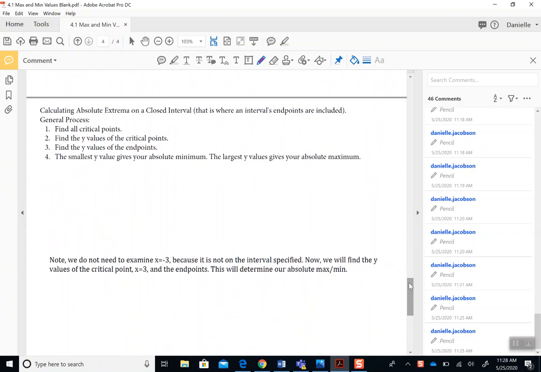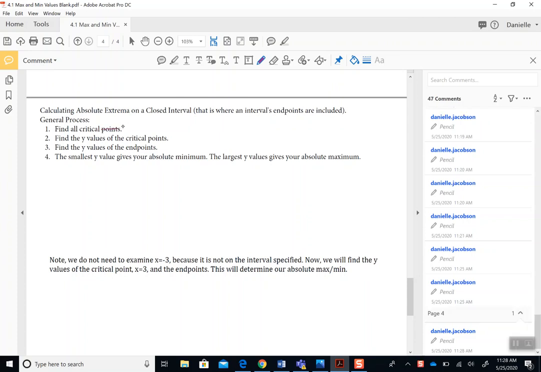Okay, so a general process for finding absolute extrema on closed intervals, that's where the endpoints are included, is to first find all critical numbers, so you can just find the x values first. I always find the y values in my end step. Then you're going to find the y values of the critical numbers. Then you're going to find the y values at the endpoints.